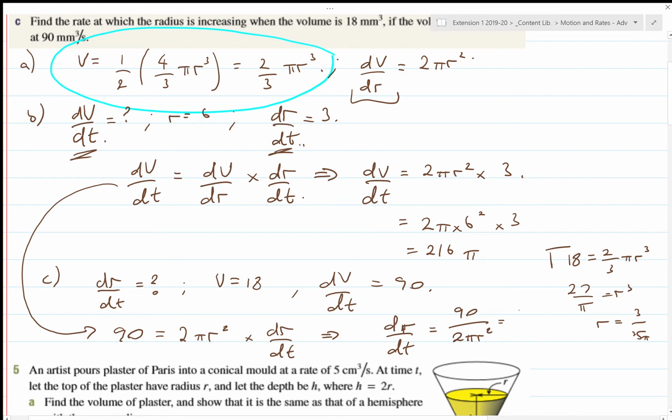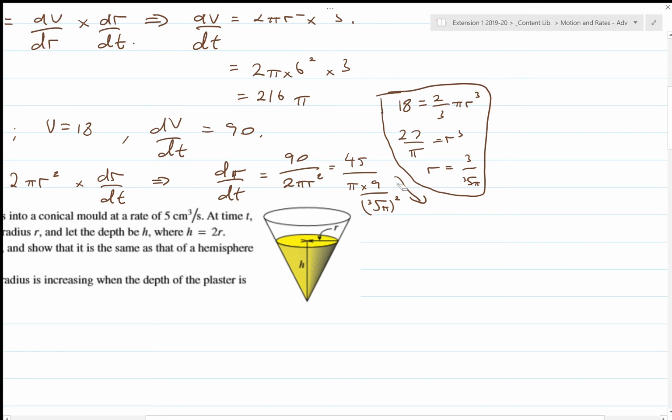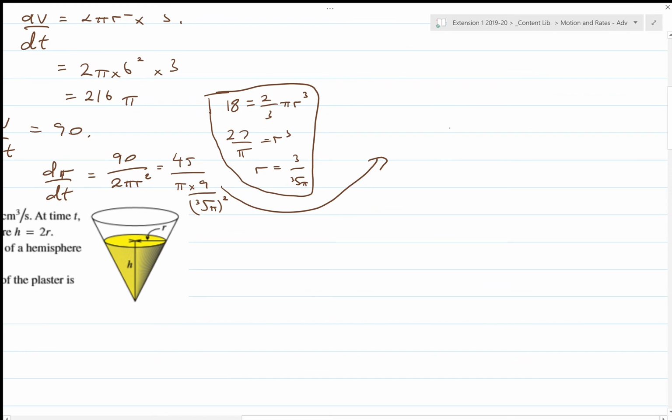So this is 90 divided by 2, or 45, divided by pi times 9 divided by the cube root of pi squared. Sorry, it's getting a bit messy. So the cube root of pi squared is pi to the power of 2/3, right? So this is 45 divided by 9, which is 5, over pi to the power of 1 minus 2/3. So 5 over the cube root of pi.